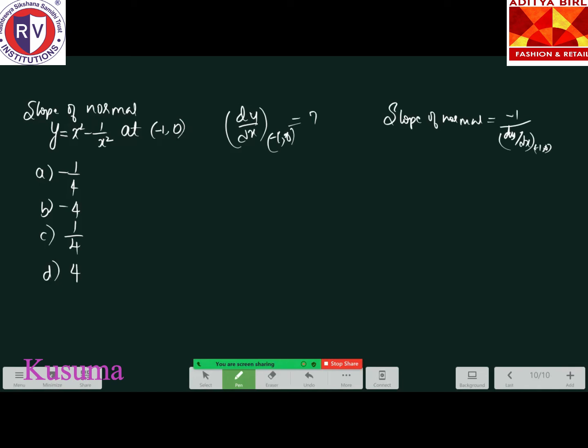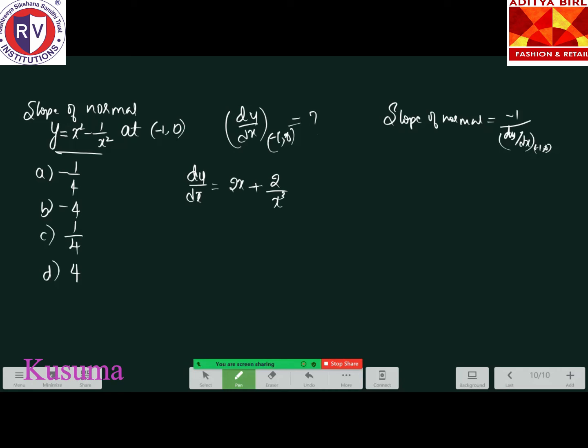So for that, let us find out the slope of the tangent. We know what is y. Let us differentiate this with respect to x. The differentiation of this will be 2x plus 2 by x cube. Correct? Derivative correct, Enrico? Yes, ma'am.